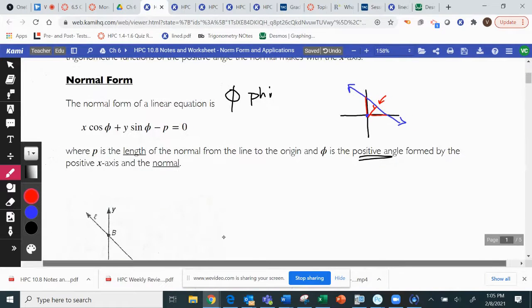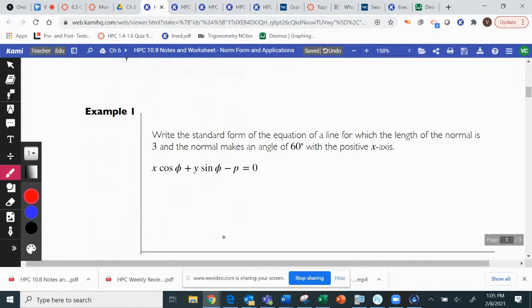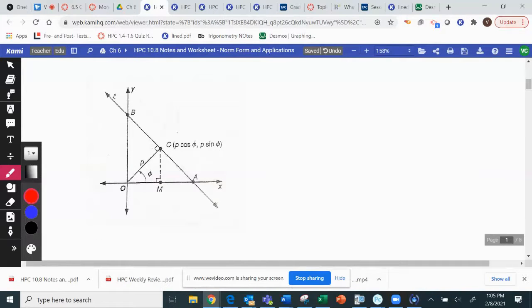And then here's a picture of a norm, the line, the ordered pair P cosine phi, P sine phi, where P is the distance from the origin to the norm. And then the phi is the positive angle formed with the x-axis. Here's what I found online.